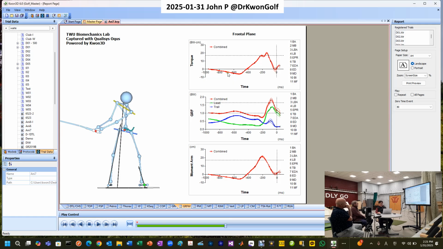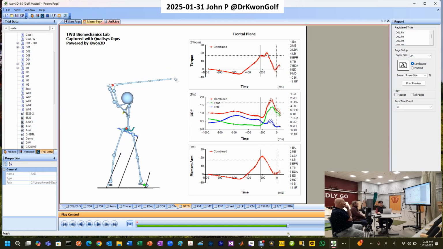Action here. So he has a push about here. And then after that, from here, unweighting starts. Unweighting increases continuously all the way to here.